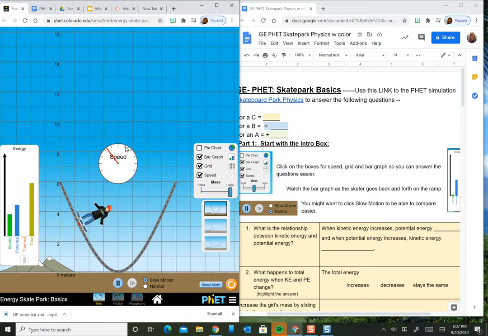And does speed change at all? Let's see on this next go around. No, it pretty much is, it's right there. So that's what we do for number 4.